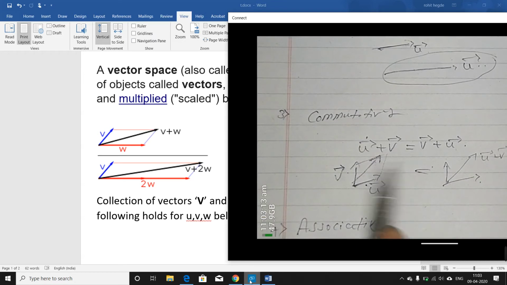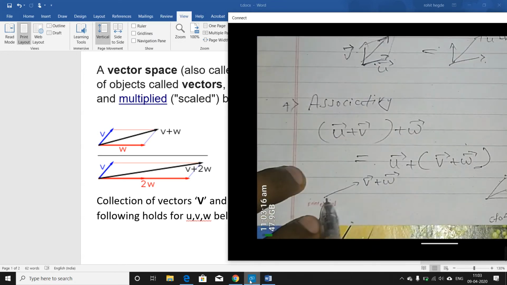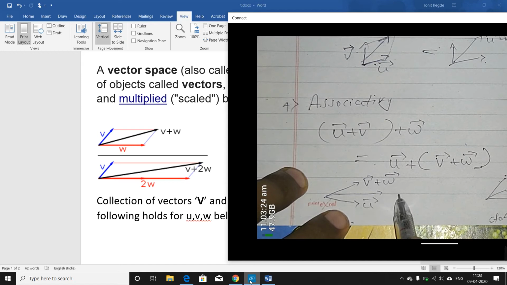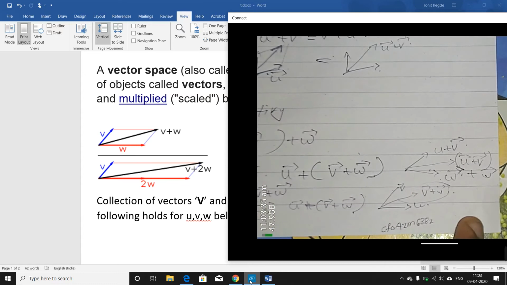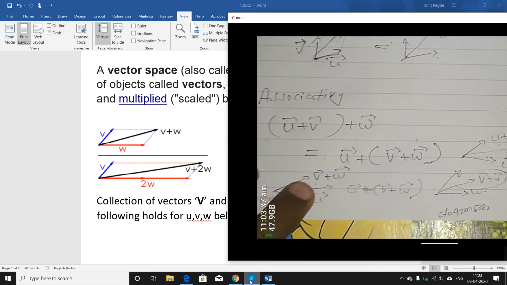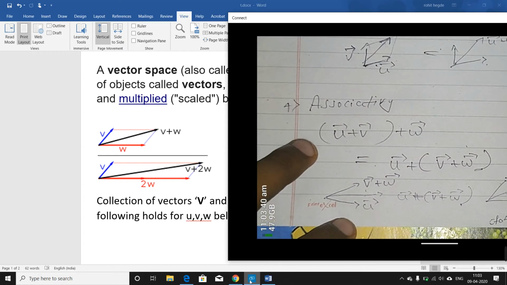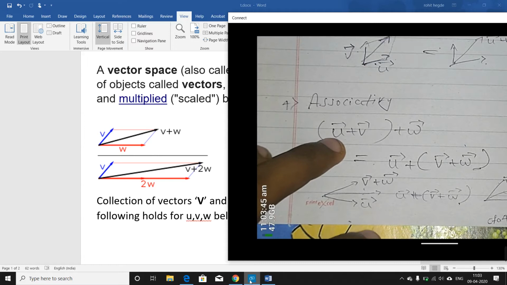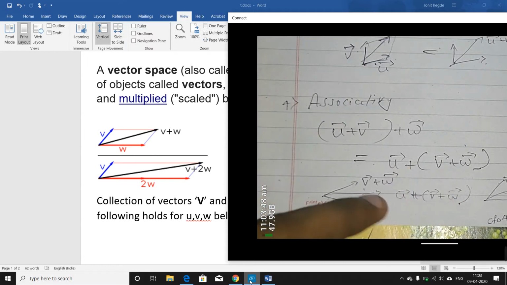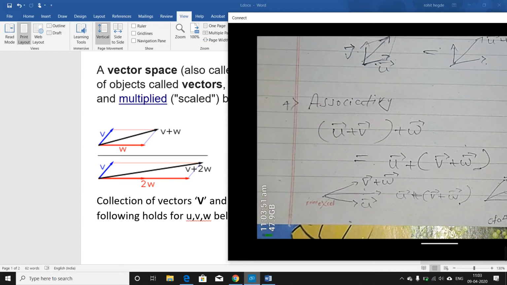Here you can see that the u vector is this. Here I will add it with the u vector. Then again we will get the resultant, that is equal to u vector plus v vector plus w vector. These two vectors are equal. We can see this one and this one. These two are equal, so the associativity holds good. You have to remember this: u vector plus (v vector plus w vector) equals (u vector plus v vector) plus w vector.